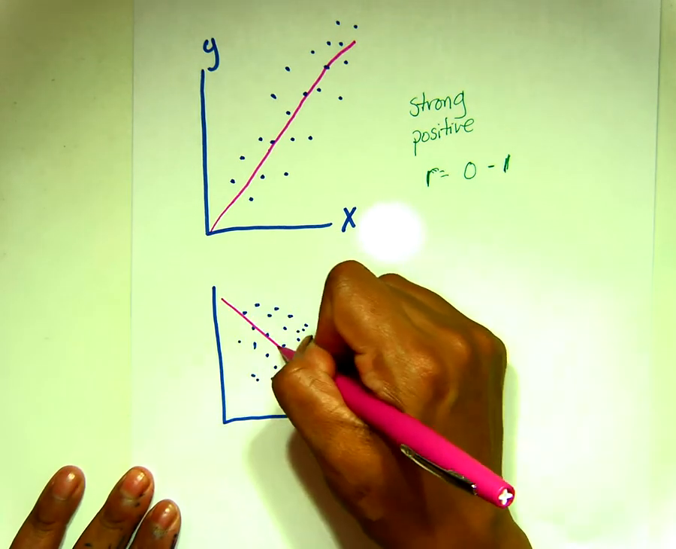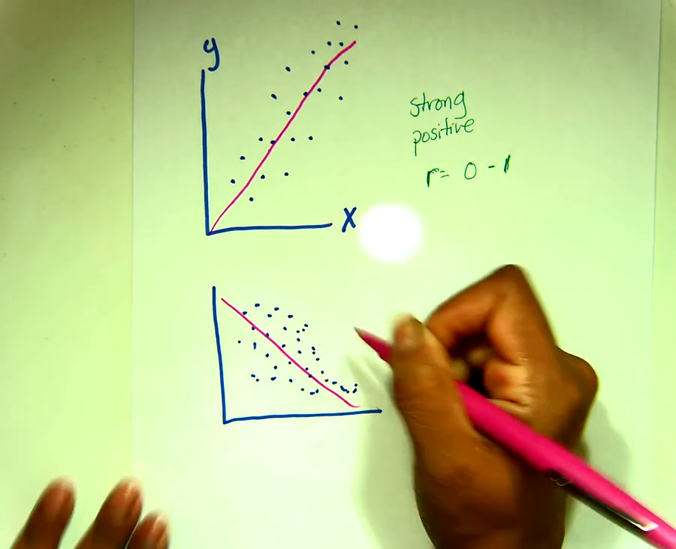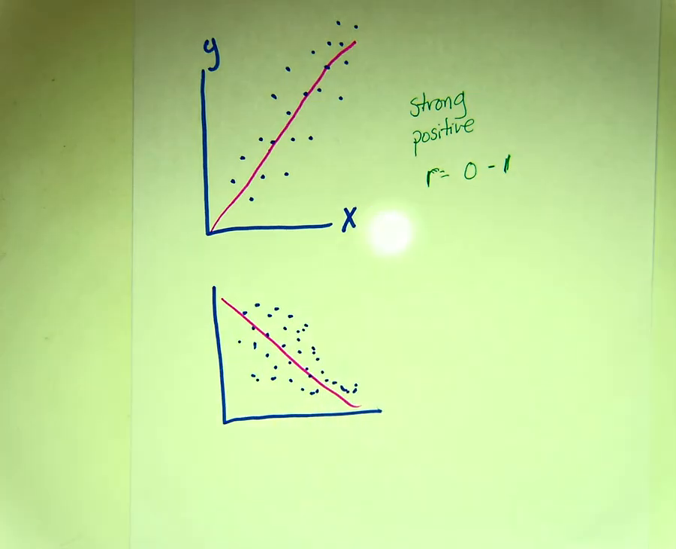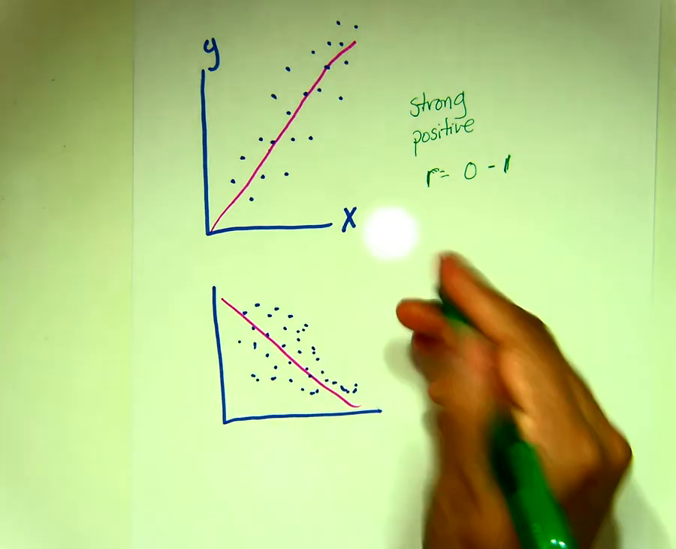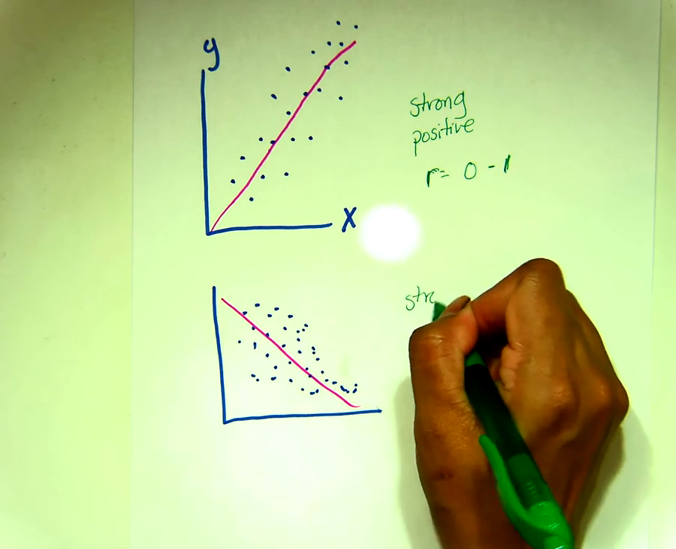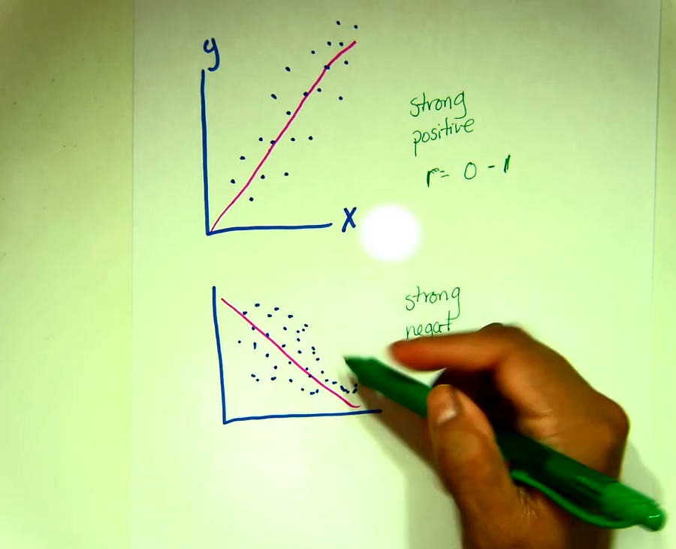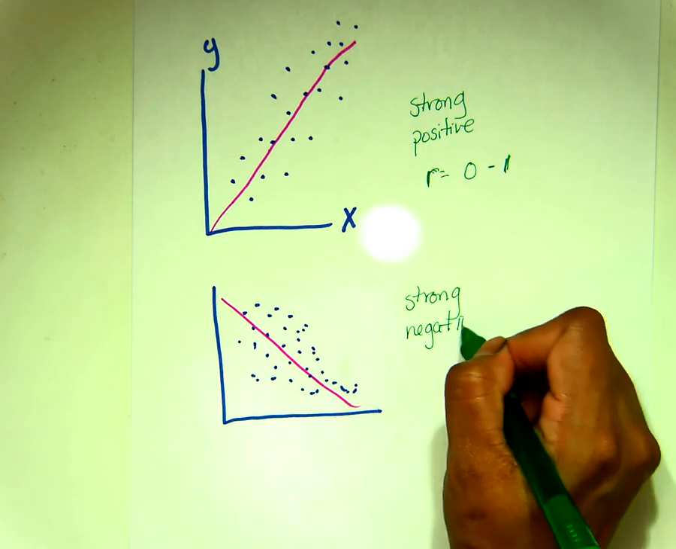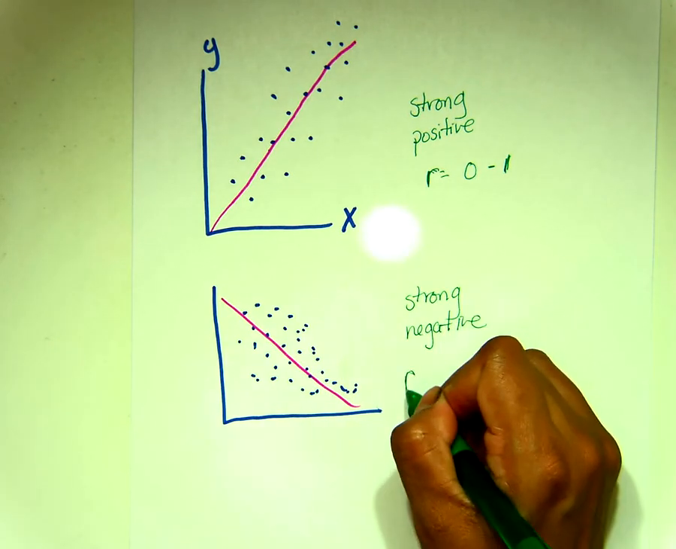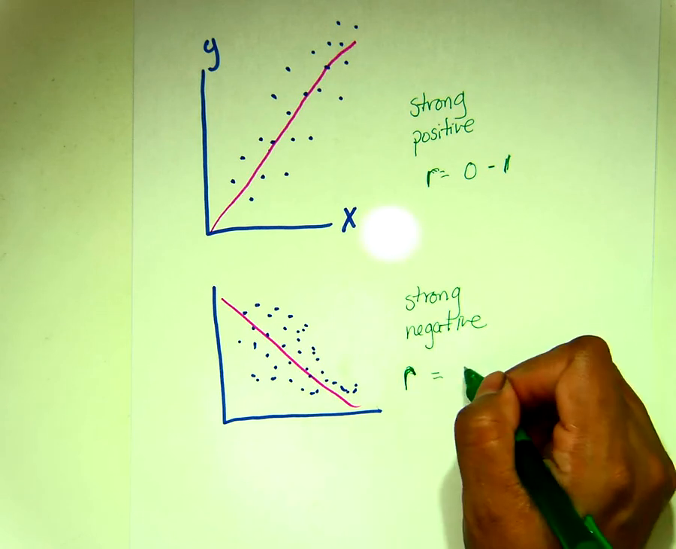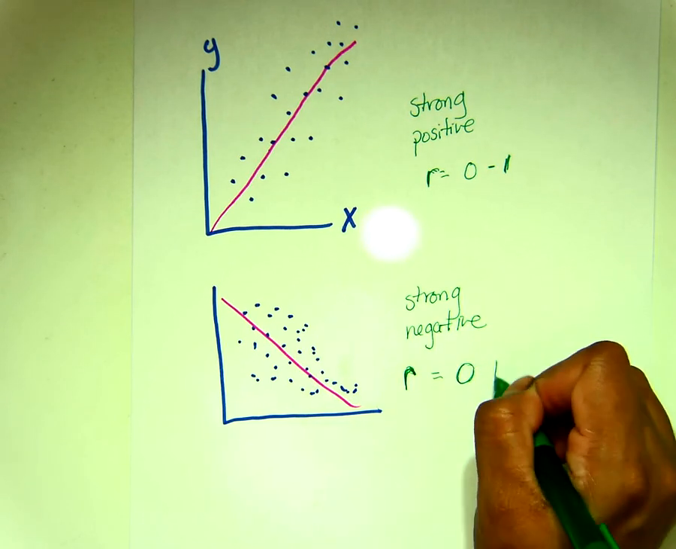This is considered a strong negative. So notice how you had a bunch of dot points. Some are touching the line, some of them are not. The reason why it's considered strong is because some of the points are actually touching the line. The reason why it's negative is because notice how there's a trend of it going downward. That means your R, or your correlation coefficient represented by R, can be 0 to negative 1.